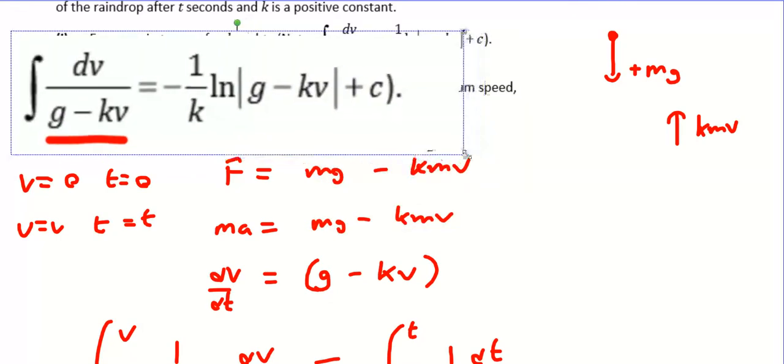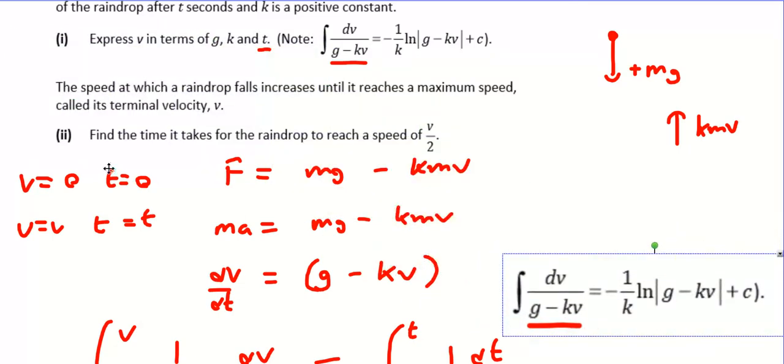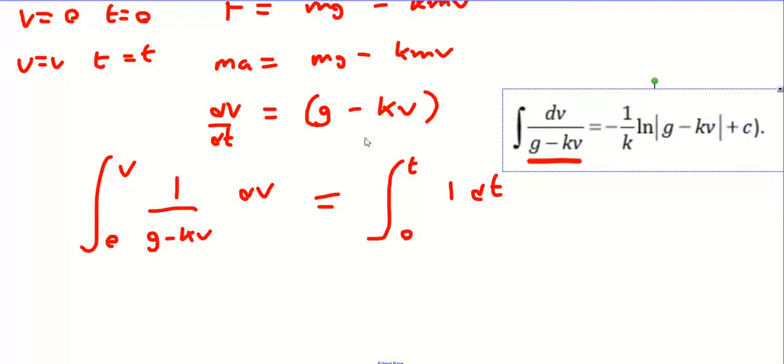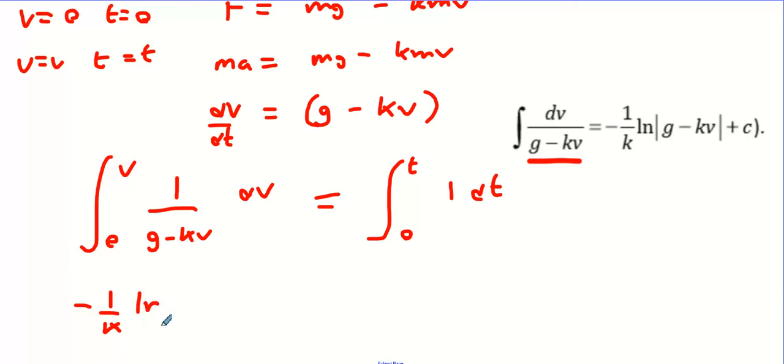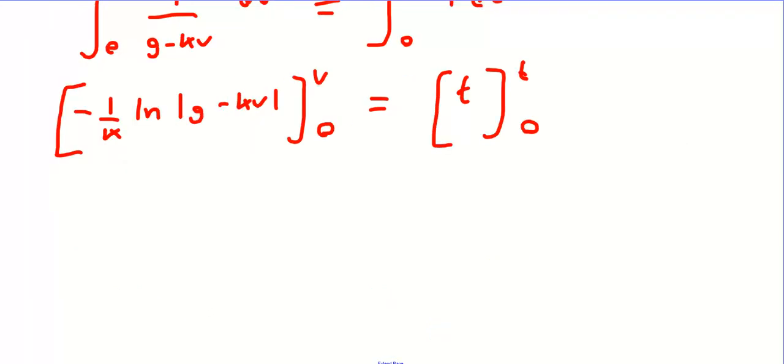Okay, so we put this in here, like so. We learn how to use that. So what it wants me to use is minus 1 over k ln g minus kv, no bother, and that is from 0 to v, and that will equal t from 0 to t. Much quicker than what those guys are planning.